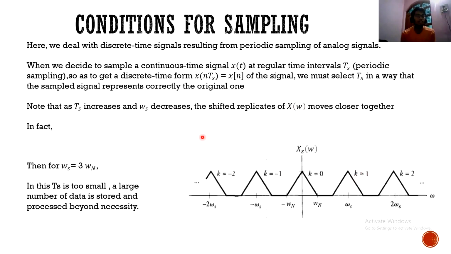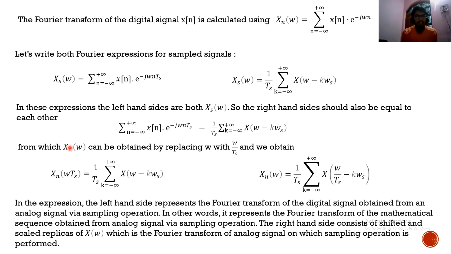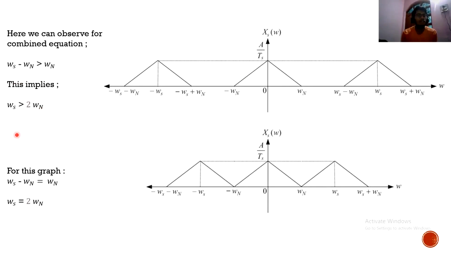Now moving forward, what are the basic conditions one needs to remember in terms of sampling? The sampling frequency, as I told previously, is very important. Here also we will discuss the importance of the sampling frequency and also the sampling period. Now, as we know, as Ts increases, omega s decreases. Also, the shifted replicas of the Fourier transform of the original signal move closer together, as in the general condition we obtained previously.